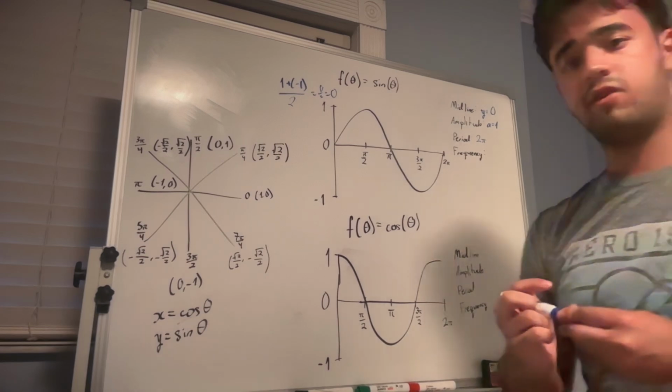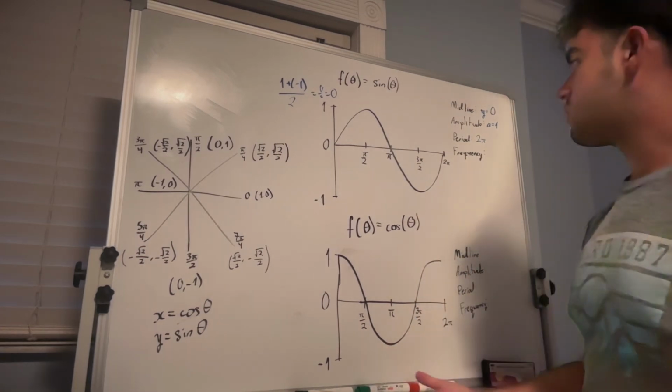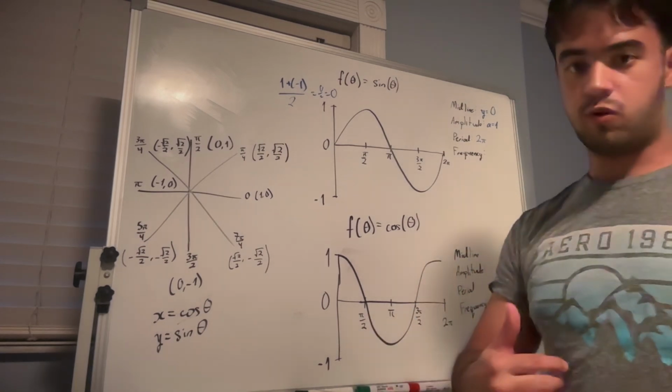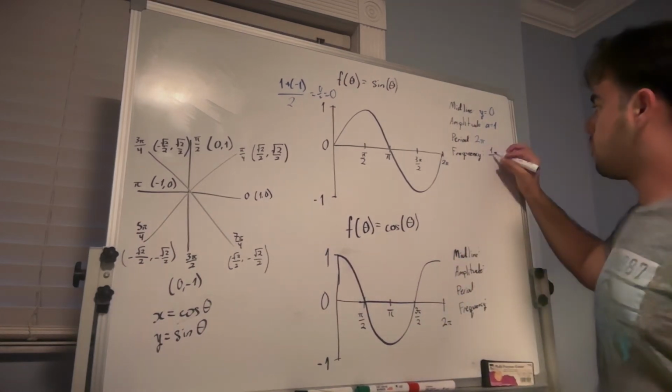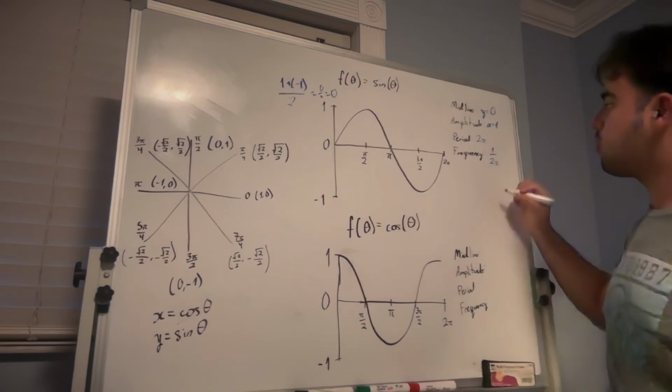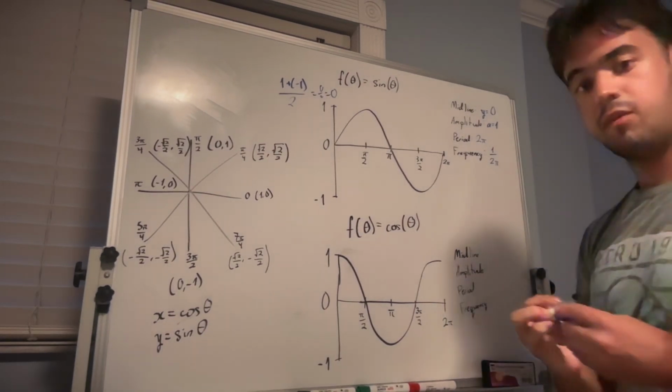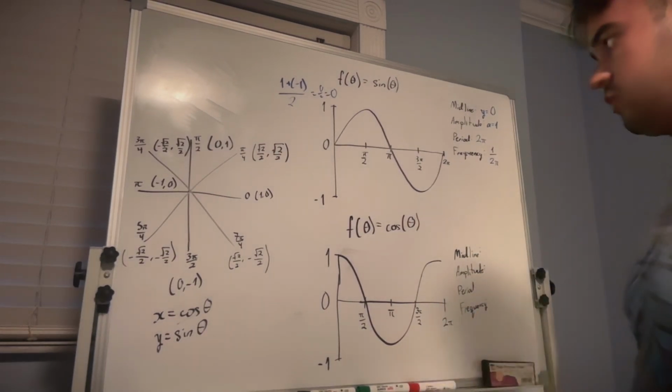And then the frequency is very easy to determine, because the frequency is just the reciprocal of the period. So we just put 1 over the period, which is 2 pi. So 1 over 2 pi is our frequency, making period and frequency inversely proportional.